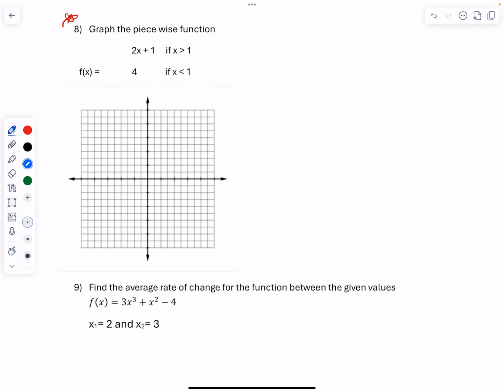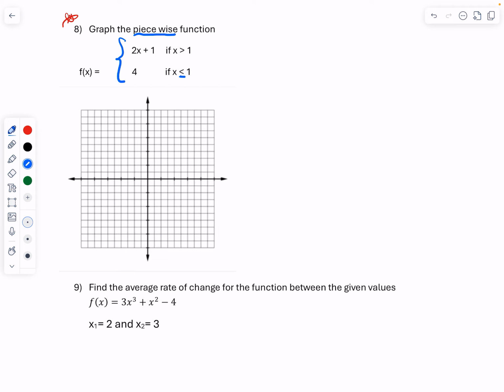So for number 8, this is missing, so I'm going to put that back in there. It says graph the piecewise function. So if we graph the piecewise function, this should be together too. What I'm going to do is find the spot where we have a piecewise function. So there's some stuff missing in this.